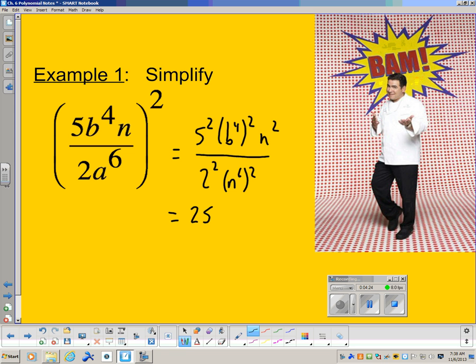B to the fourth to the second, you multiply those powers, you get b to the eighth. We've got n to the second. Down here, 2 to the second is 4. And n to the 6th to the second there, you multiply those powers, and you get n to the 12th.